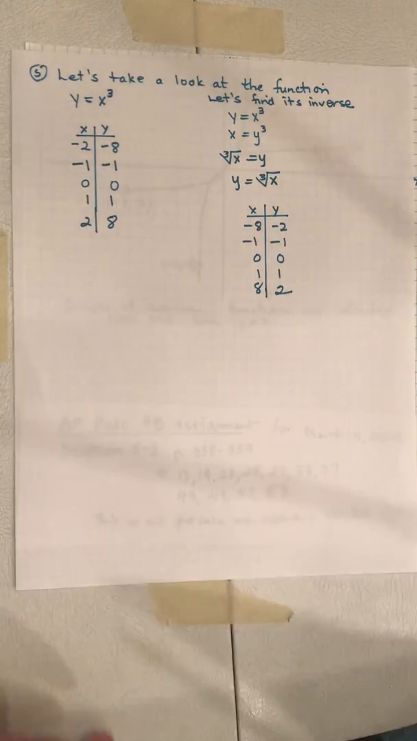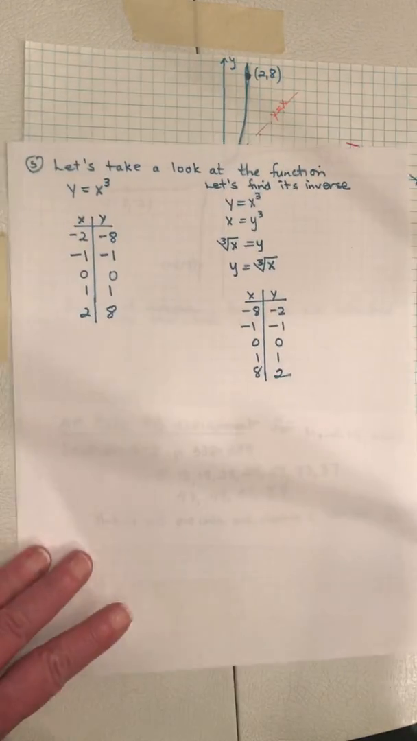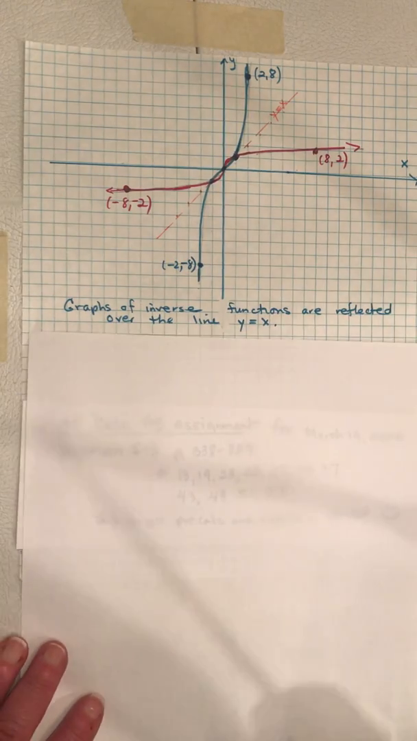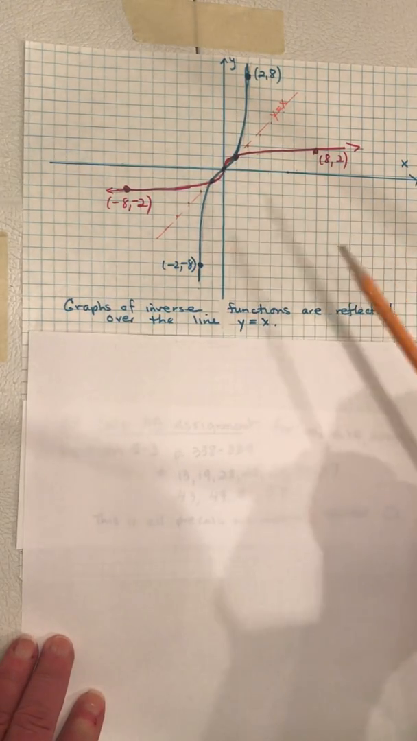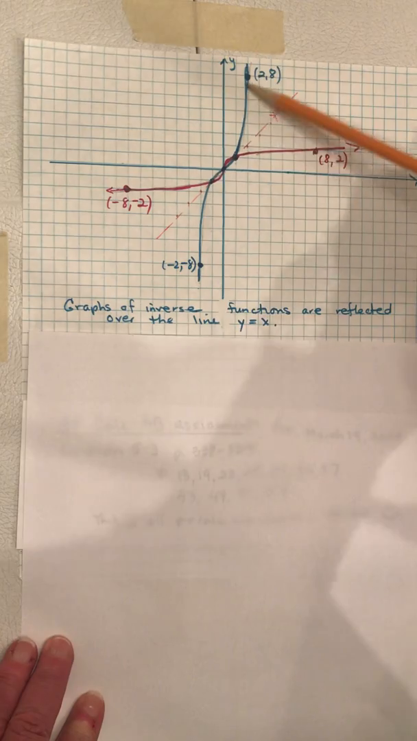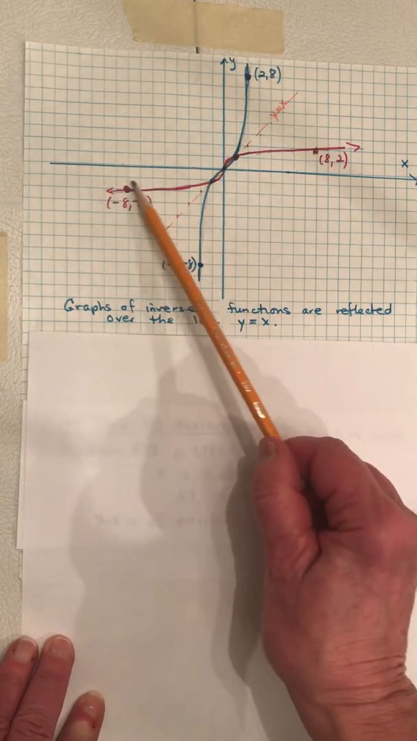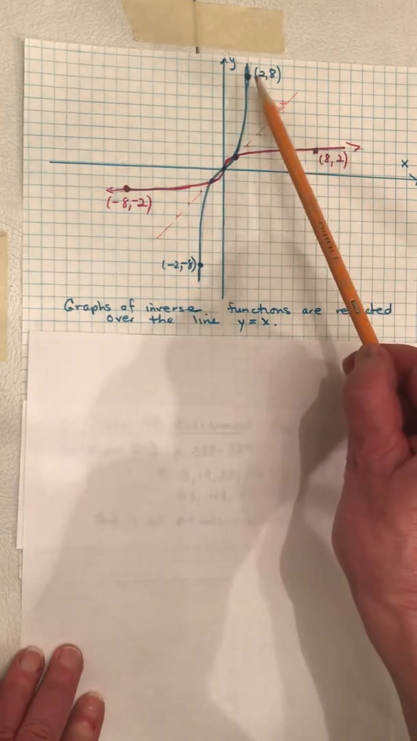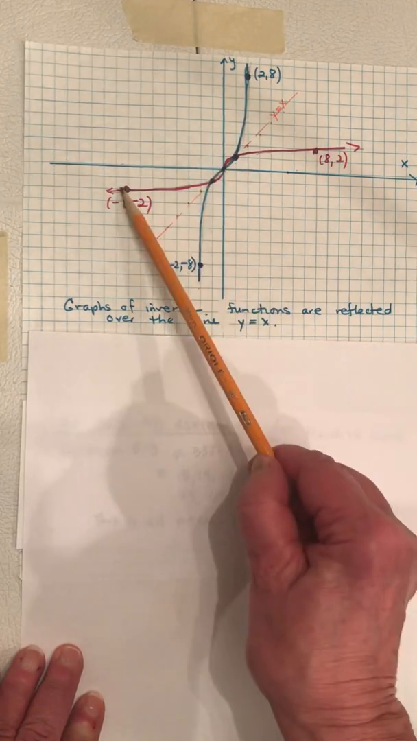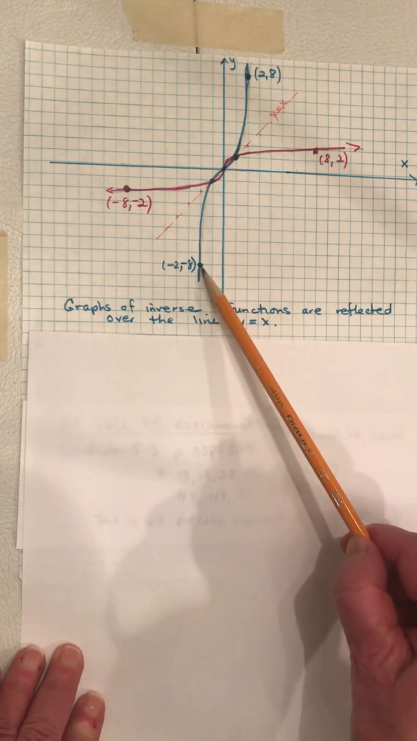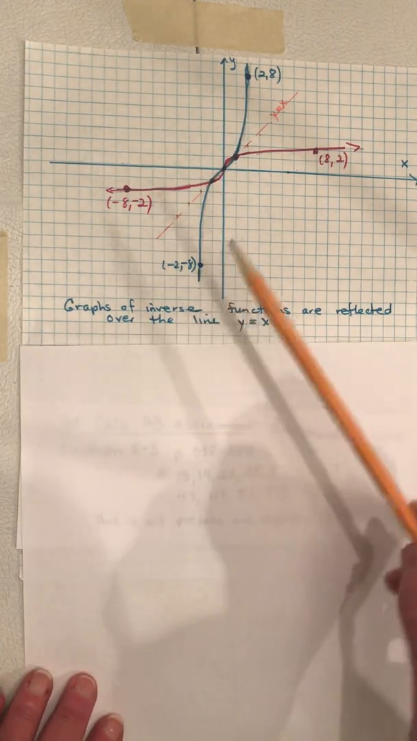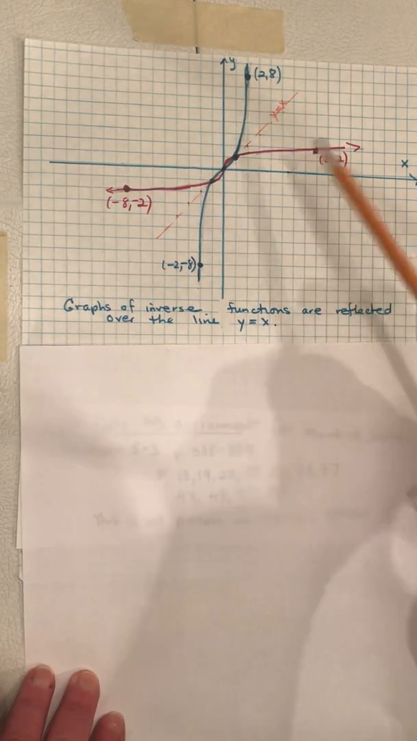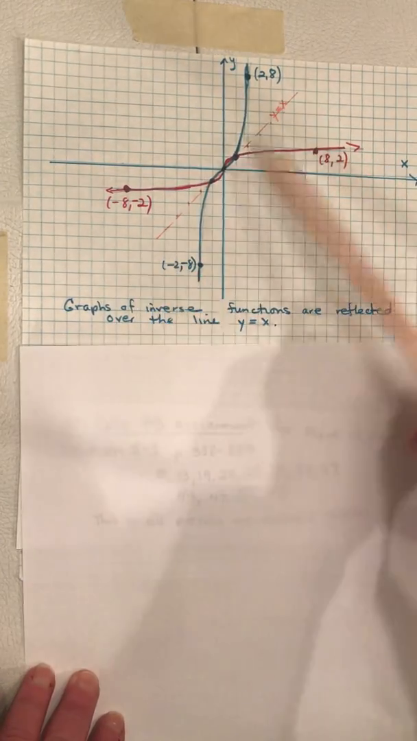All right, now I graphed it, so we could take a look at it for our last concept about inverses. I graphed y equals x cubed, that's the blue one, and the purple one is y equals the cube root of x. And you can see there's 2, 8, there's 8, 2, there's negative 8, negative 2, there's negative 2, negative 8. And what we see is if we draw the dashed line there, y equals x, these functions are reflected over the line y equals x.